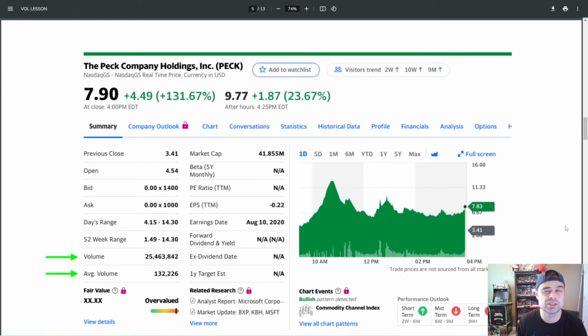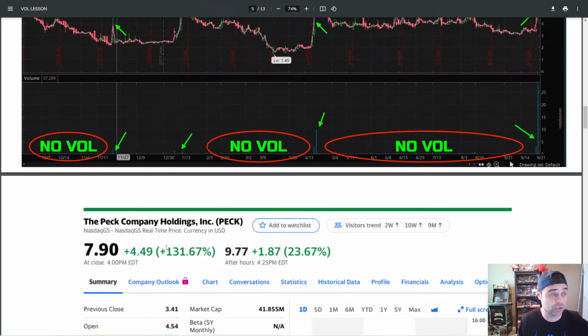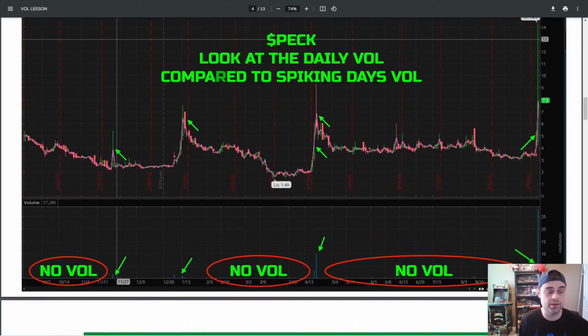Another thing Deck always talks about too, besides just going back to looking at your daily, or your daily 1 year, 1 day chart, you want to go to this. What I know Deck brings up all the time, and I bring up all the time as well, is looking at the volume on the daily versus the intraday. Or I should say the daily versus the average, right? So what do we have on the average daily versus the volume of that day? Say it was that big spiking day, we have 25 million shares traded. The average is 132,000. And obviously, there's not much volume on most days.